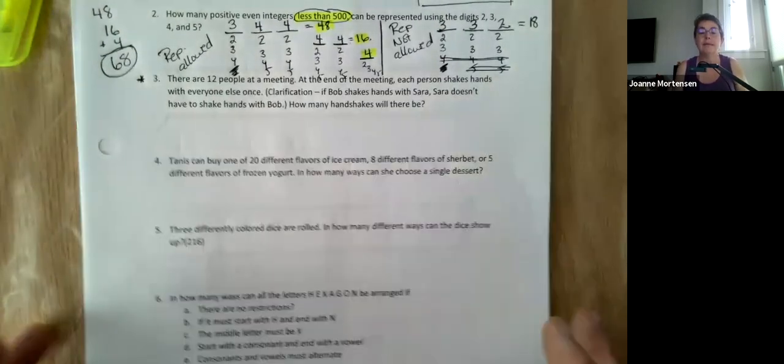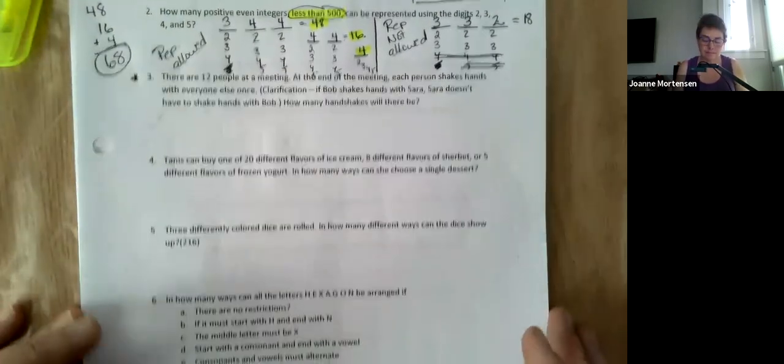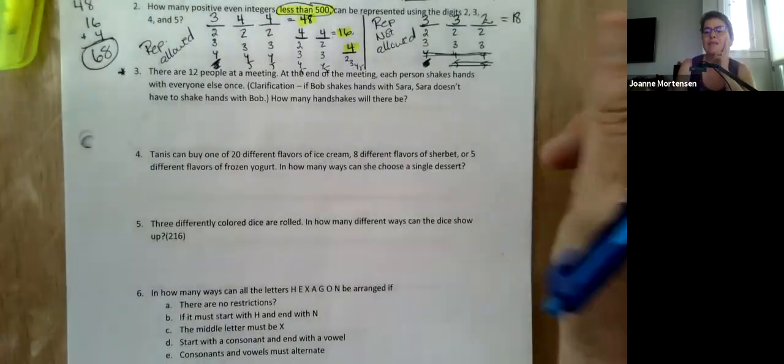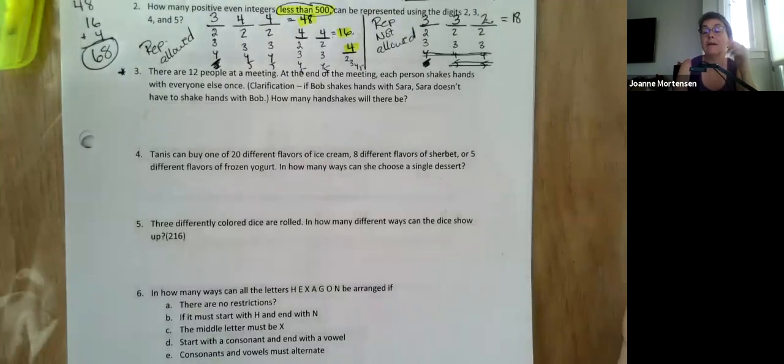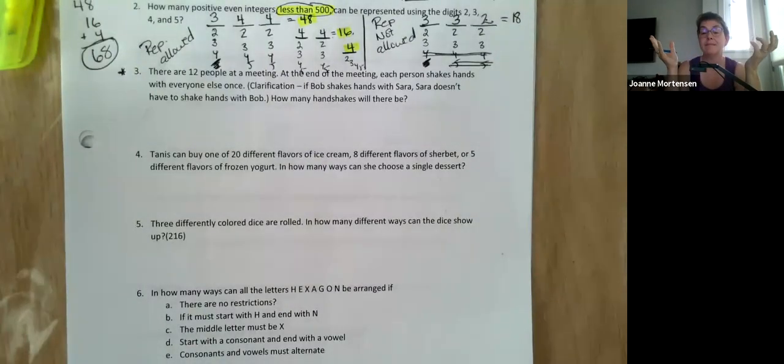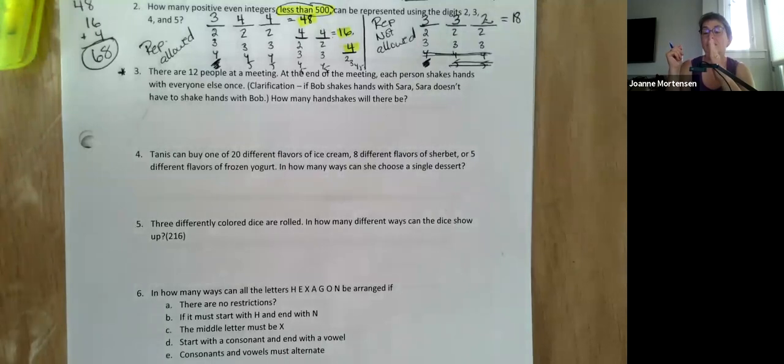Okay. So number 3, I started for you. You have to think this one through. So it's, imagine there's 12 people in a room. Got it? Okay, so the first person is going to start shaking hands. Okay, how many people will the first person shake hands with?